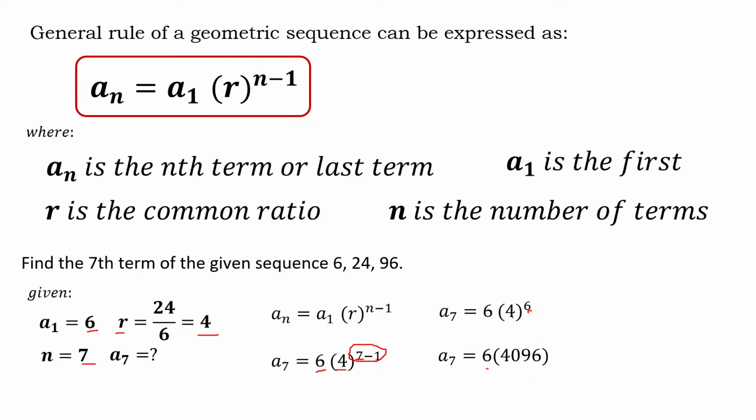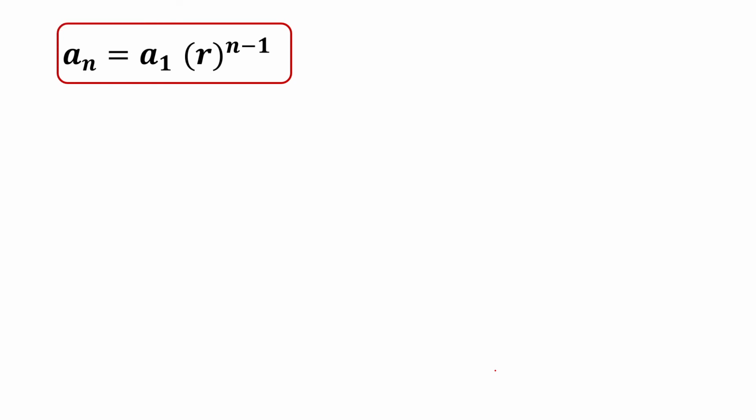4096. Then we multiplied it by 6, and the result is 24,576, and this is the 7th term of the series or the sequence. Okay, so ganyan lang. So we'll have another example. So again, ito yung formula na gagamitin natin when we talk about geometric sequence.